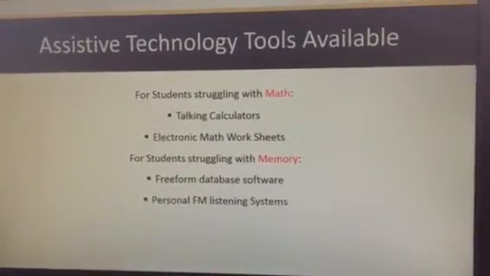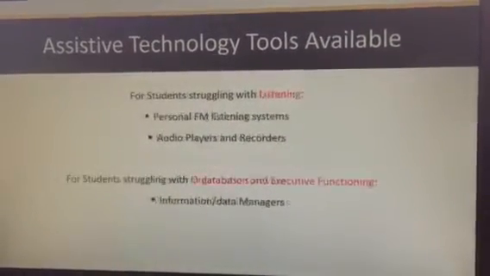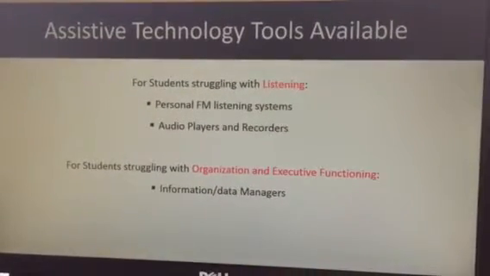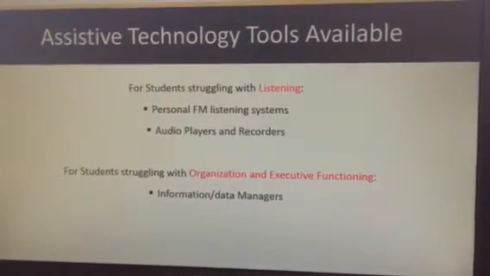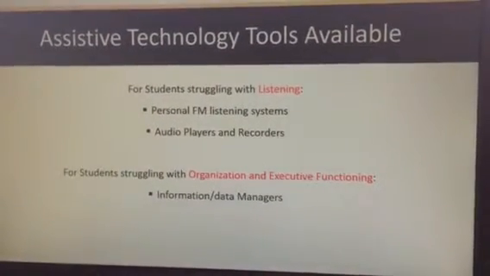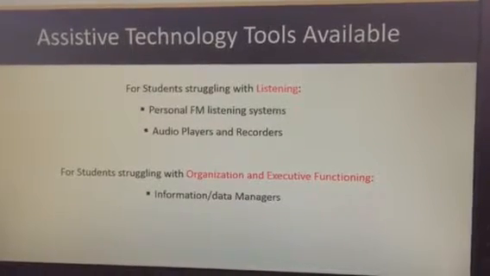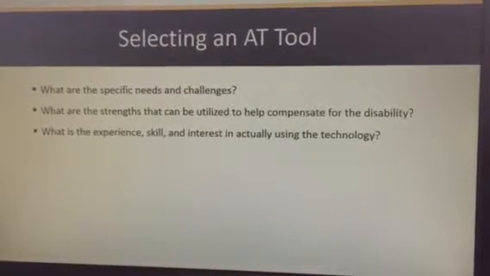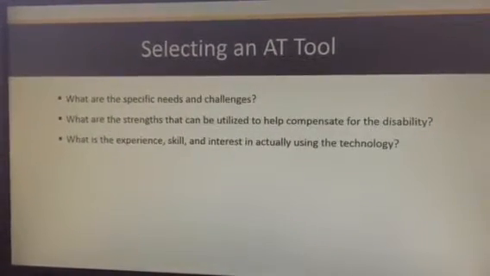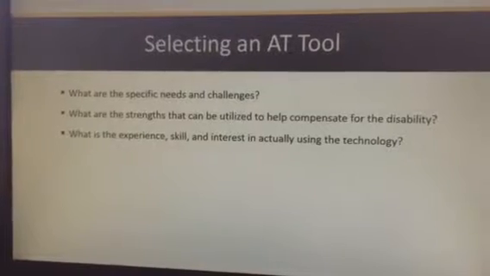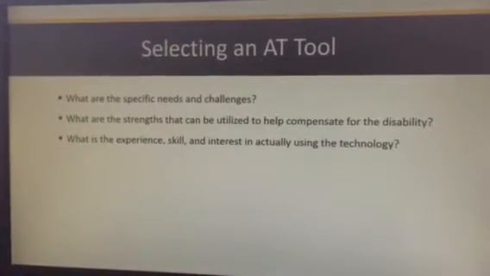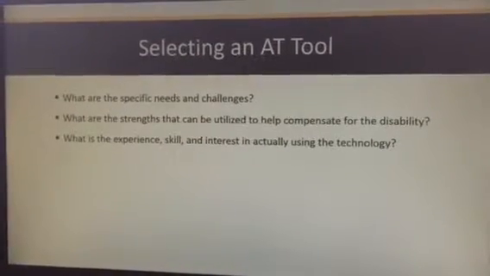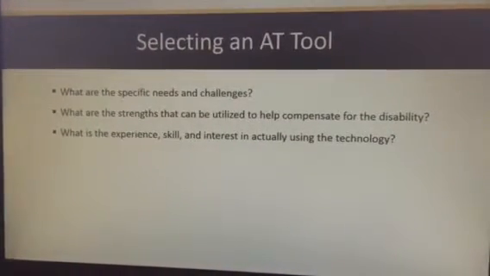And then we know what personal FM listening systems are. We talked about that. For students struggling with listening, the personal FM listening systems and audio players and recorders really help. For students struggling with organization and executive function, information and data managers are key. So when selecting an AT tool, you have to ask three questions. What are the specific needs and challenges of the student? What are the strengths that can be utilized to help compensate for the disability? And what is the experience, skill, and interest in actually using the technology?